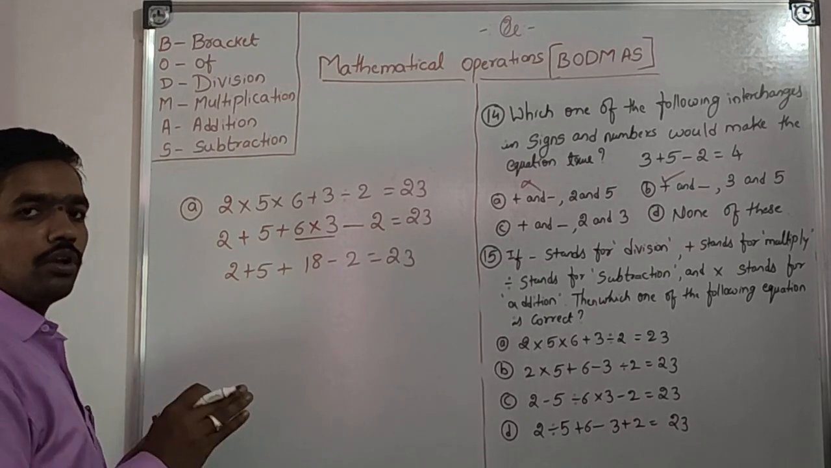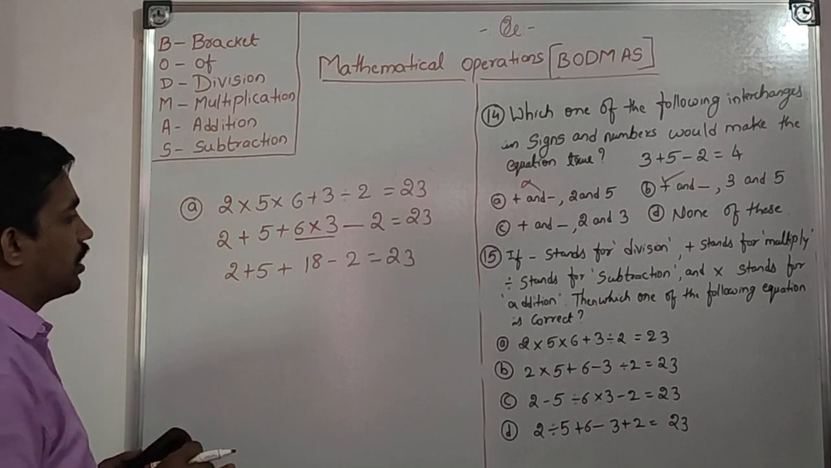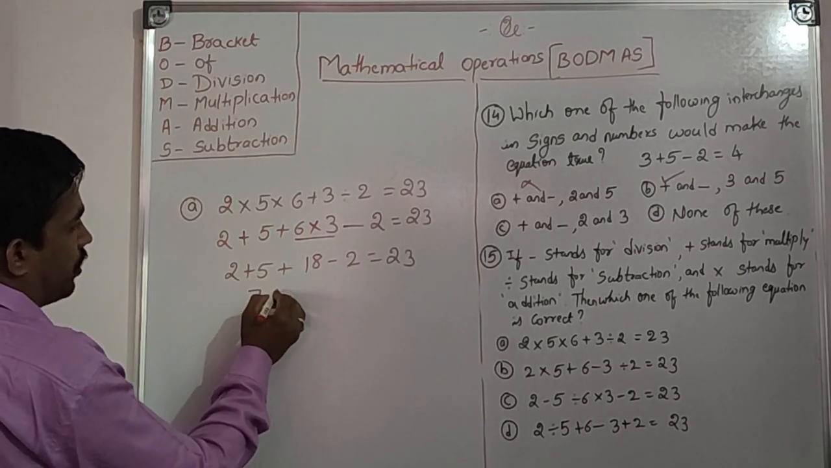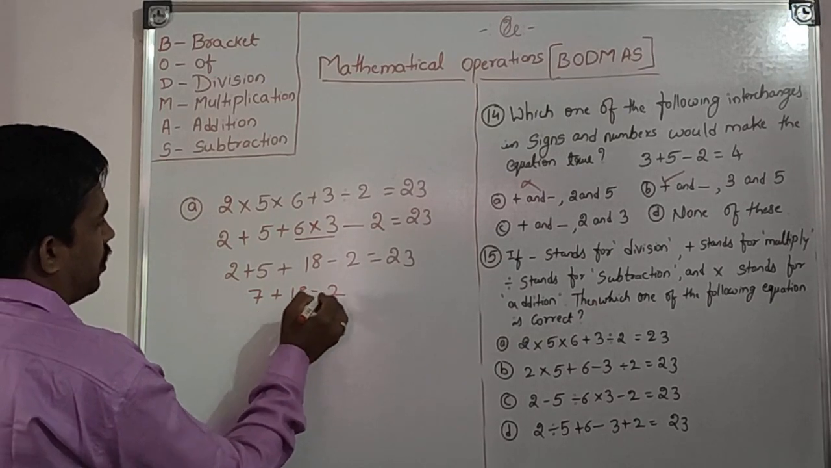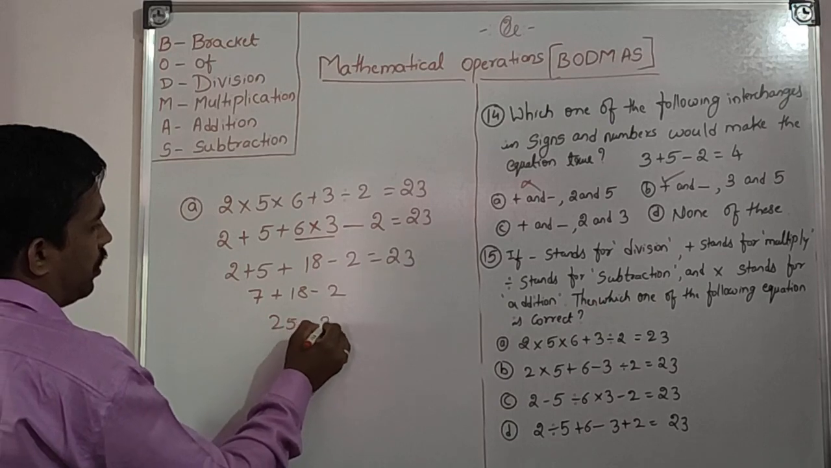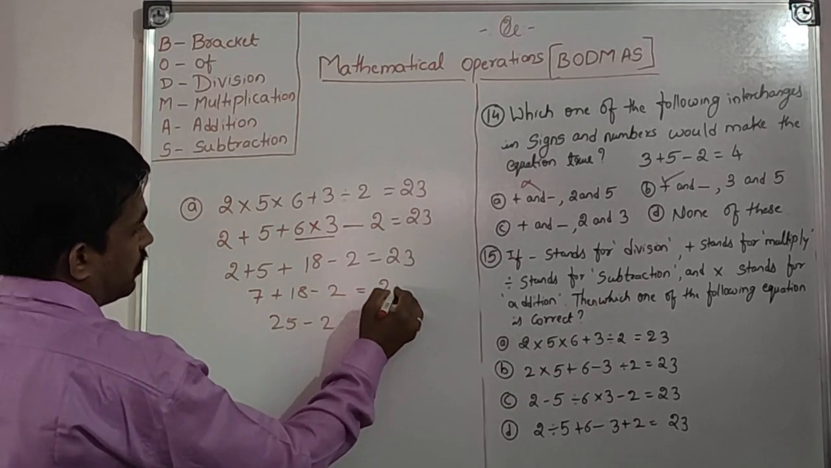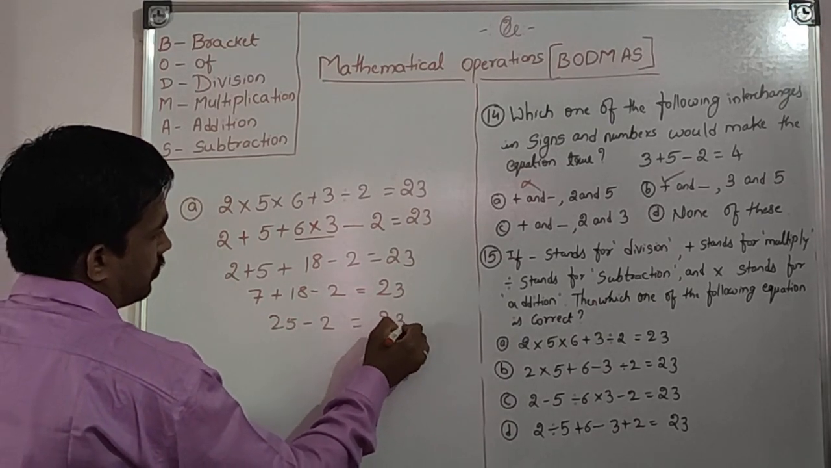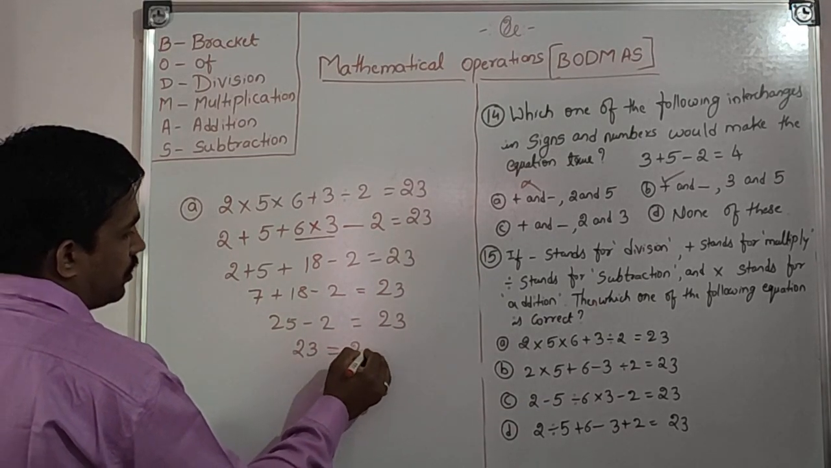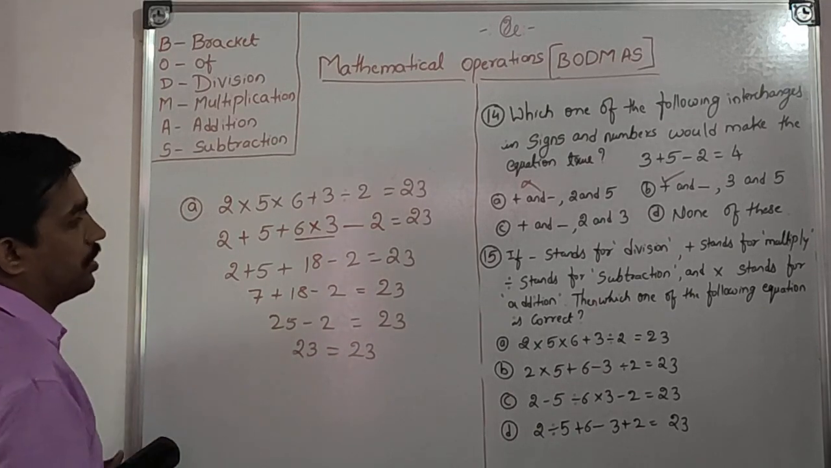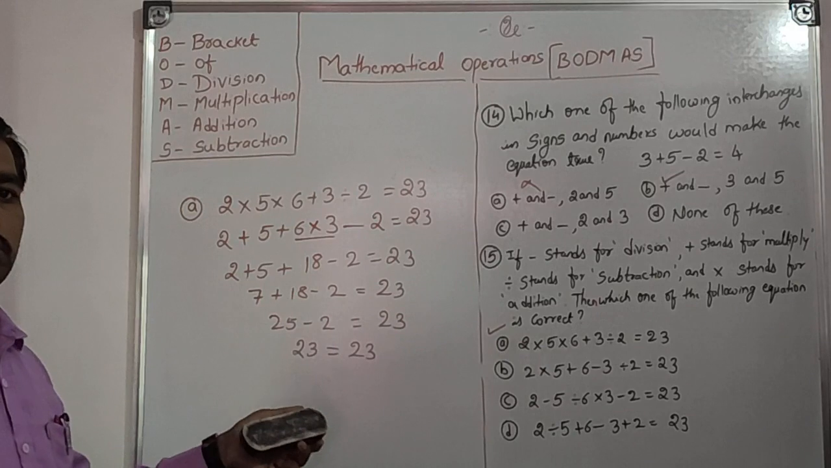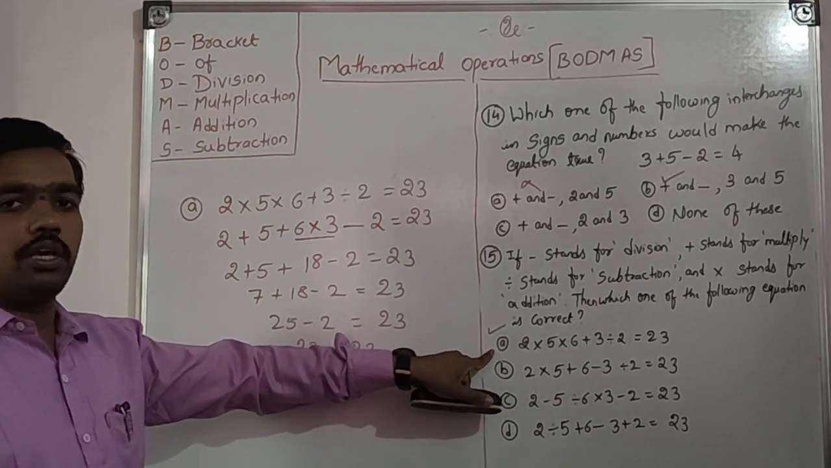We can solve any plus or minus, both are same difference. 2 plus 5 it is 7 plus 18 minus 2. 7 plus 18 it is 25 minus 2. Now 25 minus 2 is 23. It is equal to 23. So our option A is correct. In this question it is given that option A is correct.